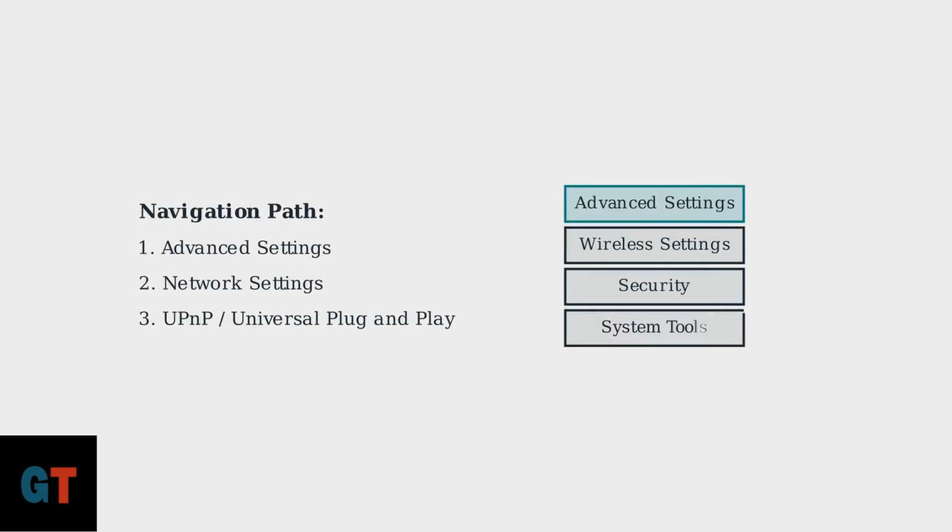Here's an example of a TP-Link router interface showing the basic network overview. To find the UPnP settings, look for Advanced Settings or Network Settings in your router's menu. The exact location varies by manufacturer, but it's typically found in the Advanced or Network Configuration section.